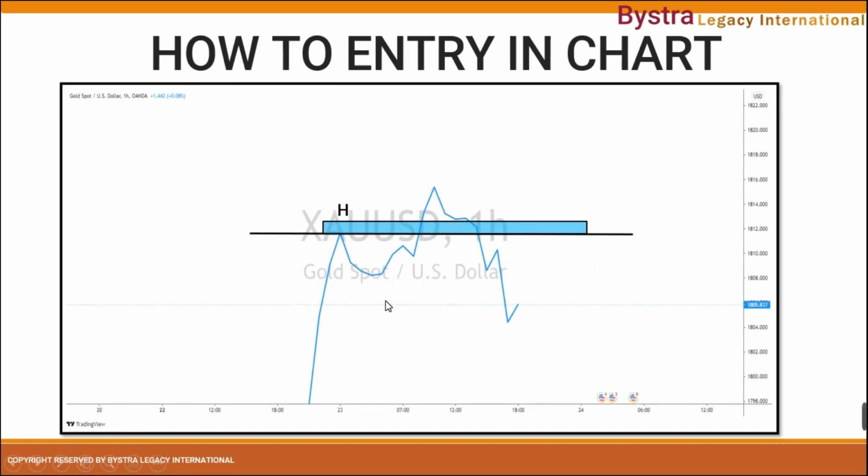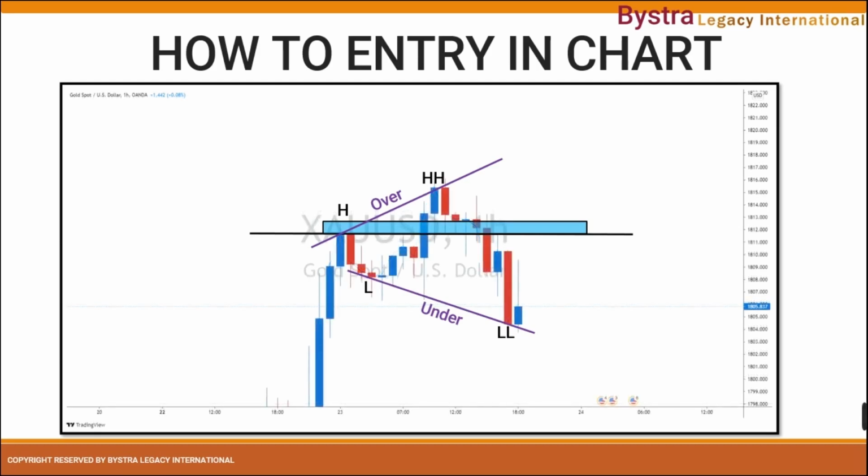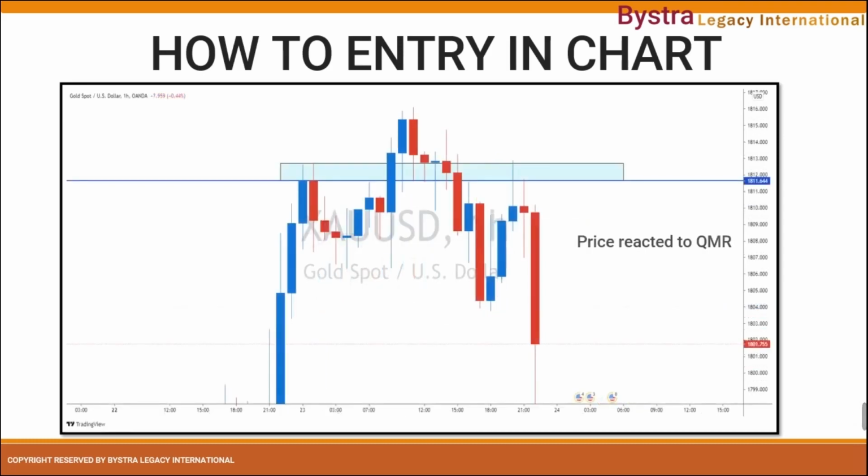We have the high, low, higher high, and lower low, and then we can see here there's an over and under pattern. So this is a good QM pattern. Let's change back to the candlestick, and then let's wait for the price to react. And then you can see here that the price has reacted to our QMR.